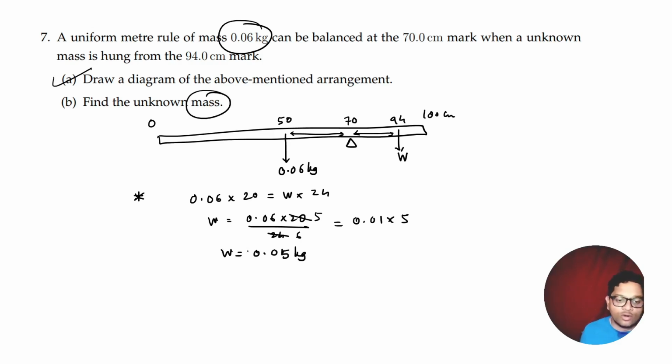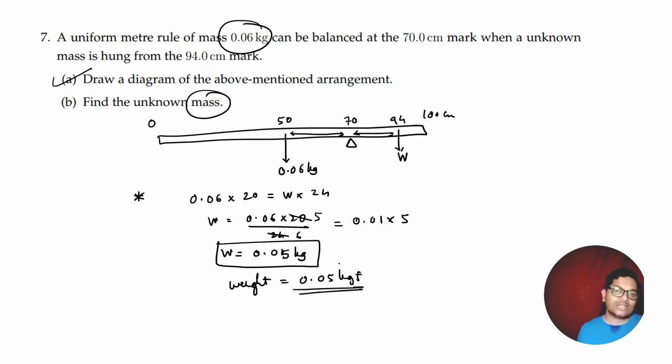Now they are asking for the unknown mass, so it is 0.05 kilogram. Of course, you can convert that into grams as well. But if they had asked for weight, then the answer would be 0.05 kilogram force. If mass is in kilograms, the weight will be in kilogram force. Once you understand the type, it becomes easier. We are focusing on the fact that it is a uniform meter scale, so the weight will act at the center. Okay, let's go to the next question.